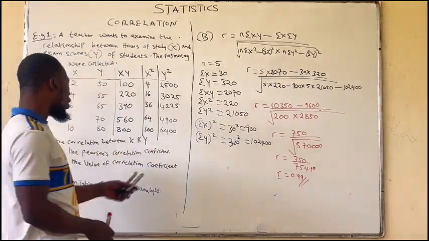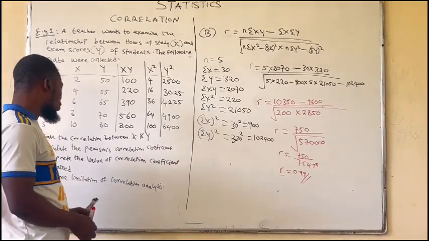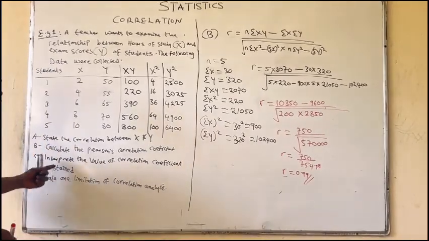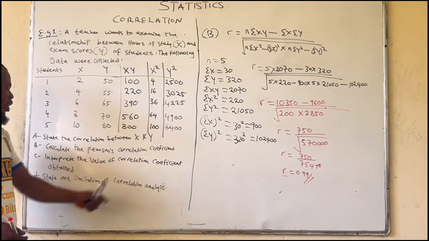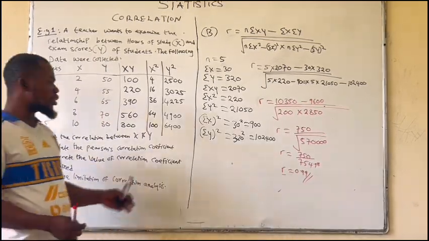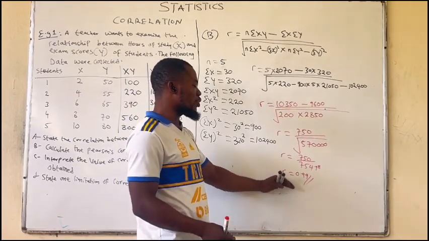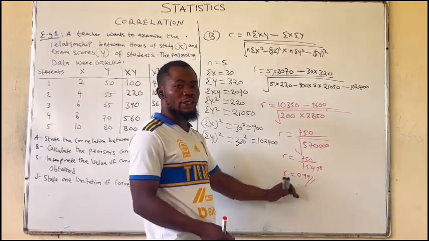This is part B of the question. We've calculated the Pearson's correlation coefficient. The next question states to interpret the value of the correlation coefficient obtained. Since it is 0.99, it's telling us that the relation is strongly positive.